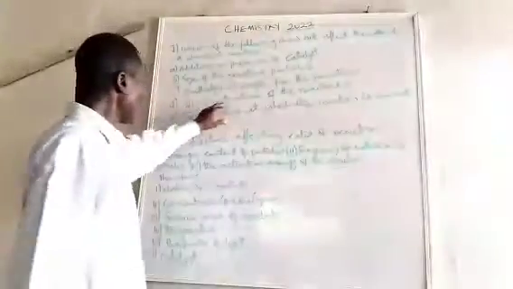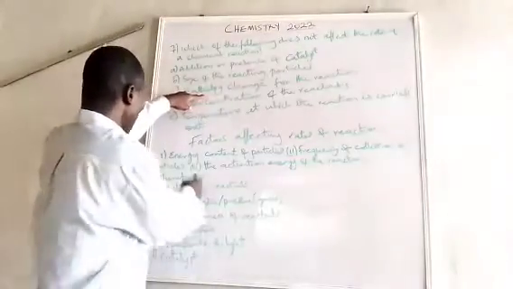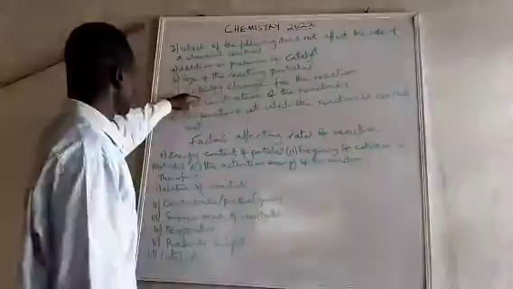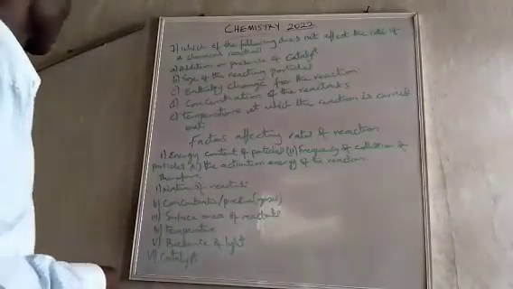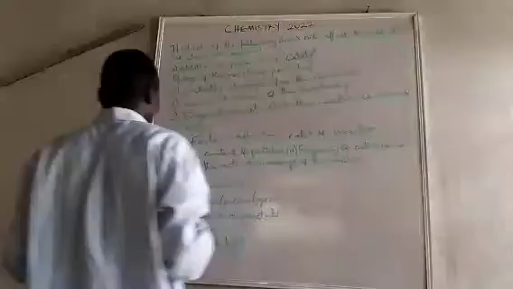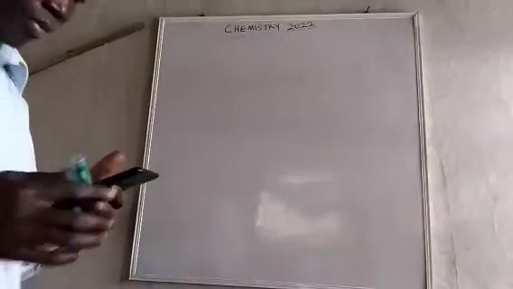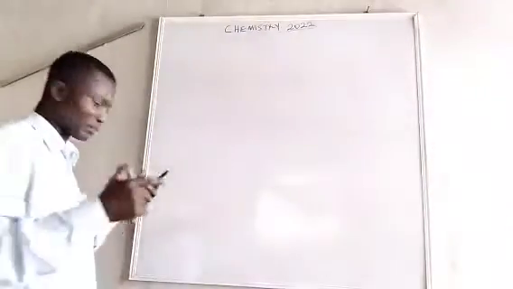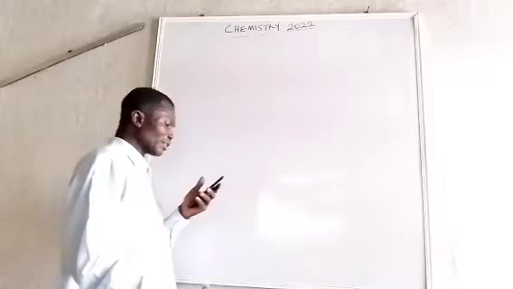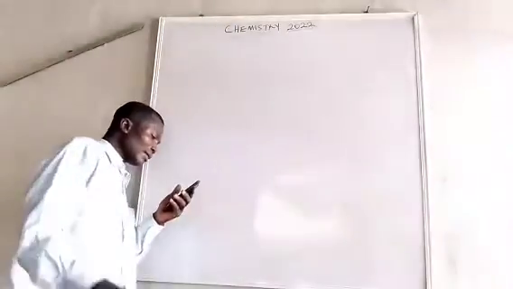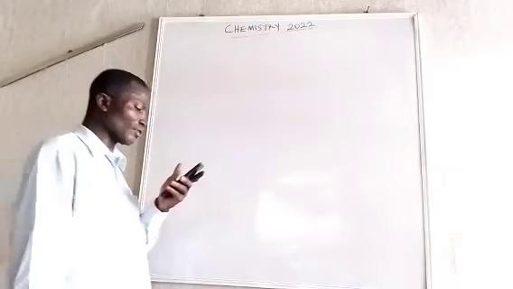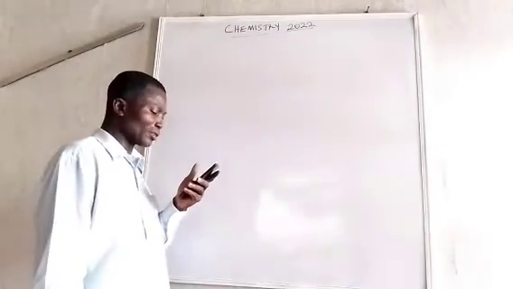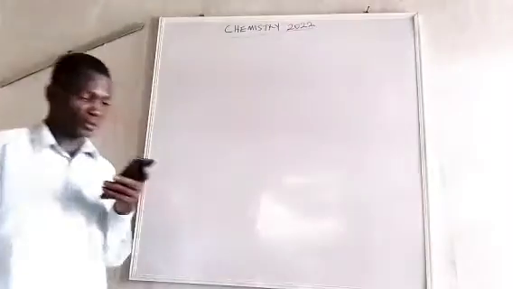Now let's look at this back. Temperature is mentioned. Concentration is mentioned. Size of the reacting particles is mentioned. Addition or presence of catalyst is mentioned. So, which of the following does not affect the rate of chemical reaction? Addition of presence of catalyst, size of the reacting particles, the enthalpy change for the reaction, concentration of the reactants, temperature at which the reaction is carried out. The answer is the enthalpy change for the reaction.